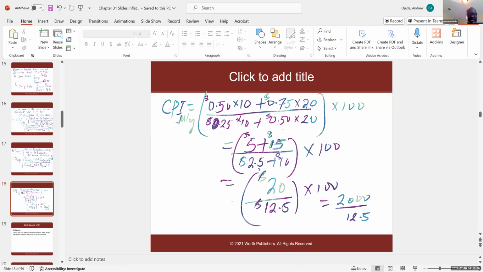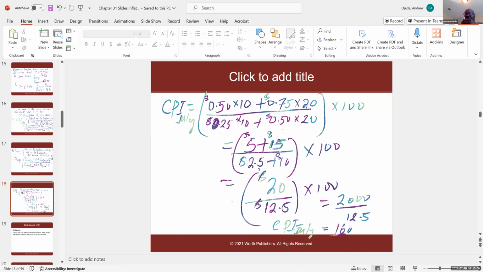So let me check it on my calculator here. That's 2,000 divided by 12.5. So that means the CPI for July 2024 is 160. So that's how we calculate the CPI. You can calculate the CPI for any month or for any year. Sometimes we calculate annual CPI, but this is monthly.